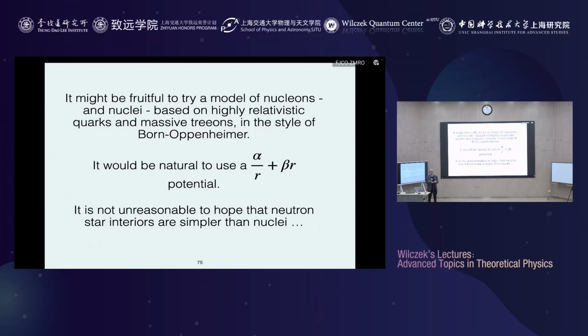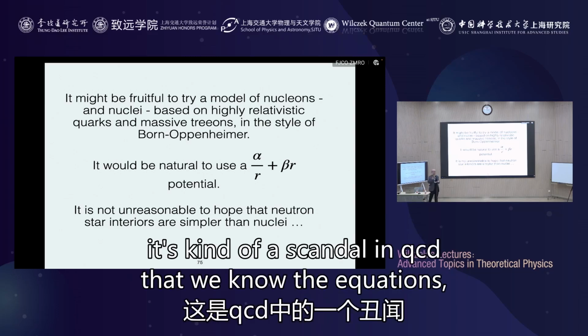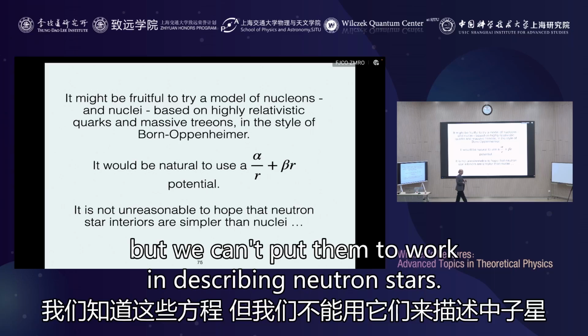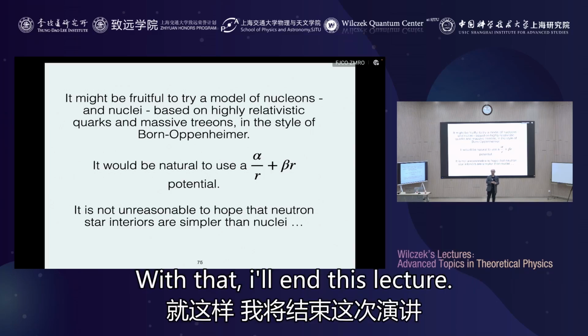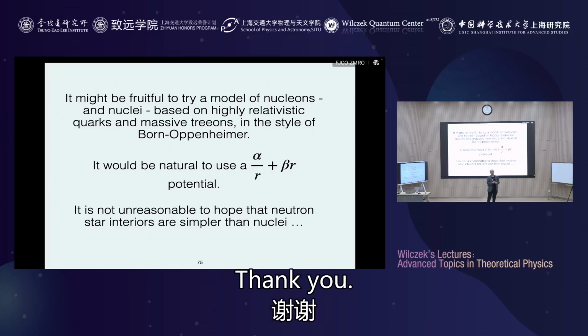So it's kind of a scandal in QCD that we know the equations, but we can't put them to work in describing neutron stars, and maybe this will give us an approach to that. So with that, I'll end this lecture. Thank you.